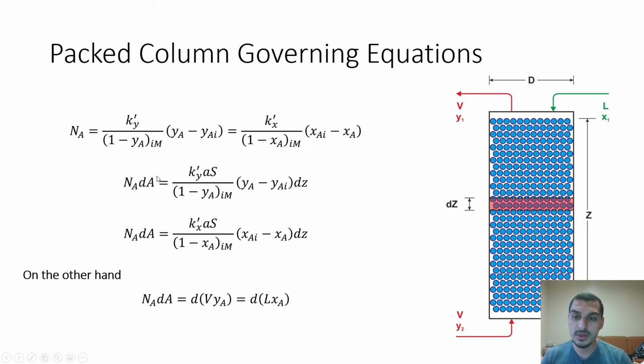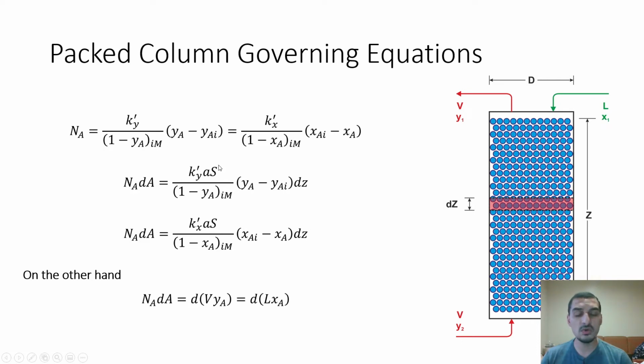So if we multiply this by dA, which is the differential surface area of mass transfer, then this is going to be the shape of the equation. We have aS dz, which is the specific surface area, and this is the cross-sectional area.